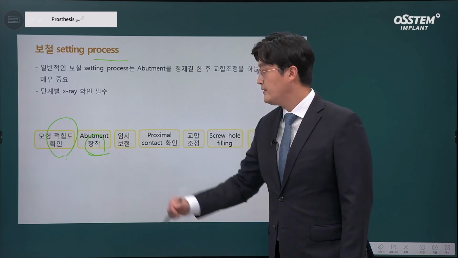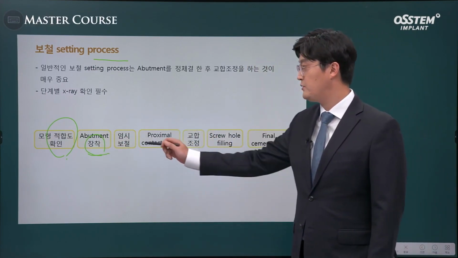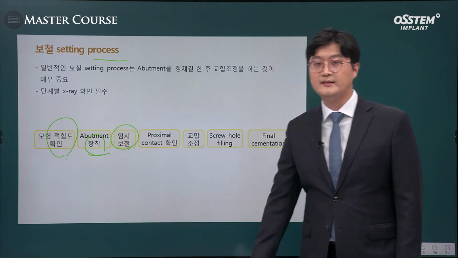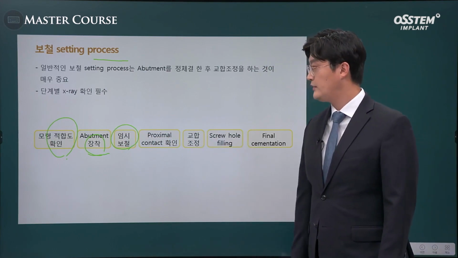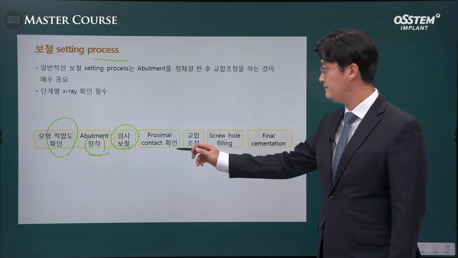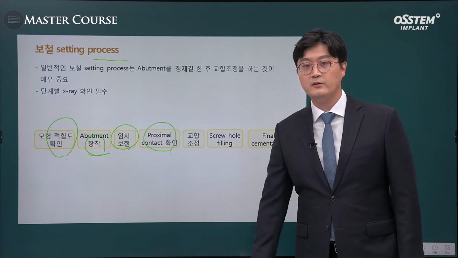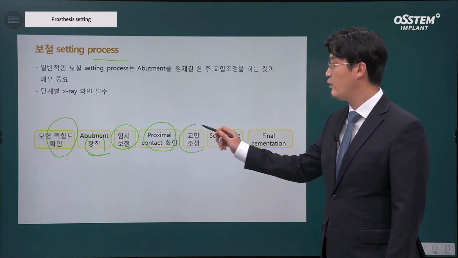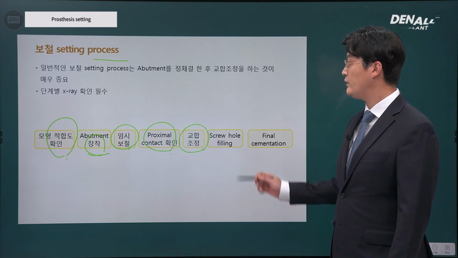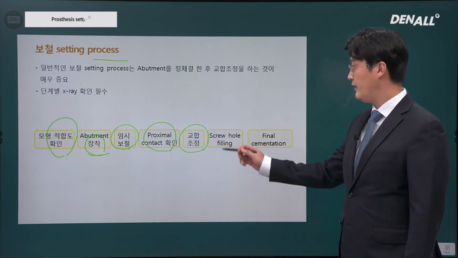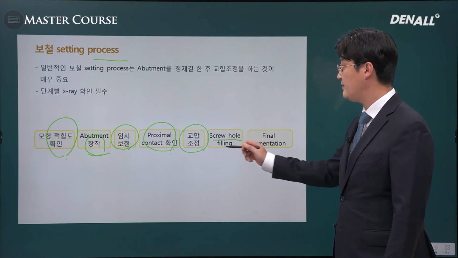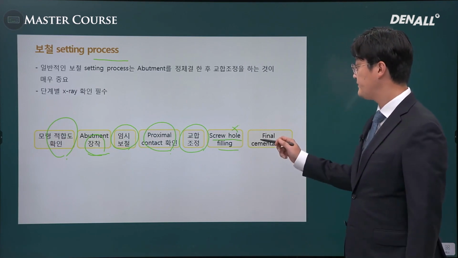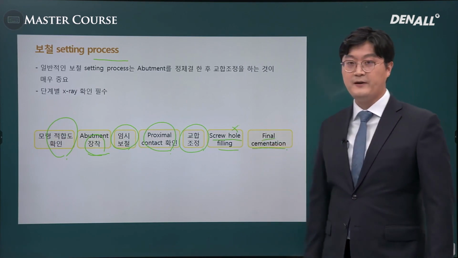In the case of a single prosthesis, the provisional doesn't really matter, but in the case of multiple cases, you need to set the provisional first and check whether there's cheek or tongue biting. And the proximal contact of the final prosthesis needs to be confirmed. If seating is done properly, then occlusal adjustment is done. After that, in the case of ER-type prosthesis or screw-type prosthesis, the screw hole filling is done. In the case of cementation type, this step is foregone. The last step is final cementation.